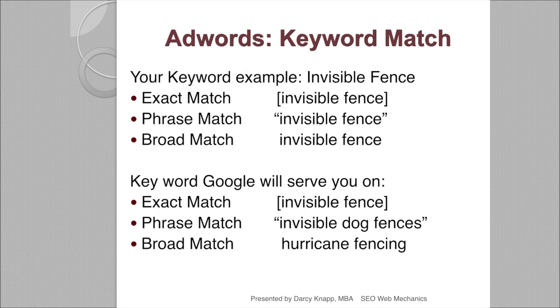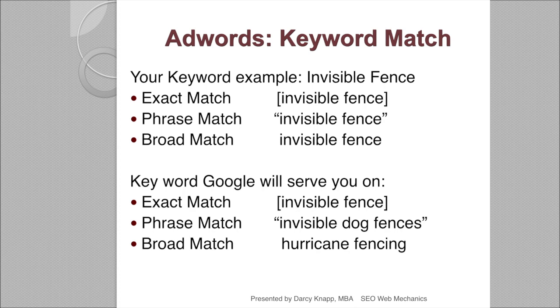So let's take a look at the 3 types of keyword match that are available inside of your keyword list. You can use exact match, that's putting the keyword inside the hard brackets. This means you're only going to get served when someone types in that exact keyword phrase. We can look at phrase match. Phrase match is putting the keyword inside of quotes. When we use phrase match, we can get similar phrases that contain these keywords, but the phrases are not exactly the same.